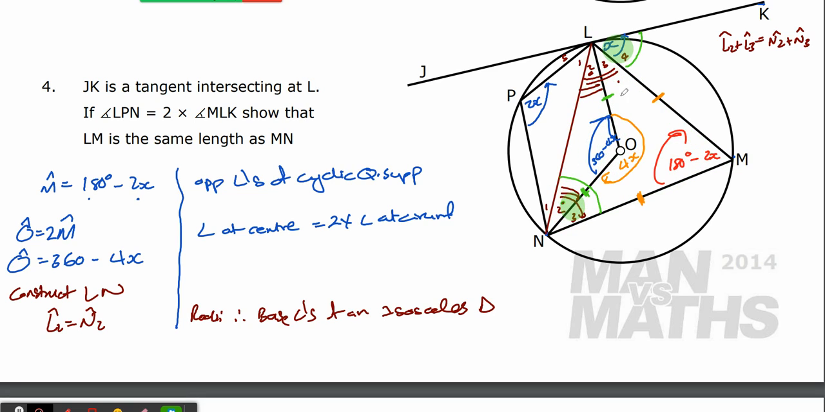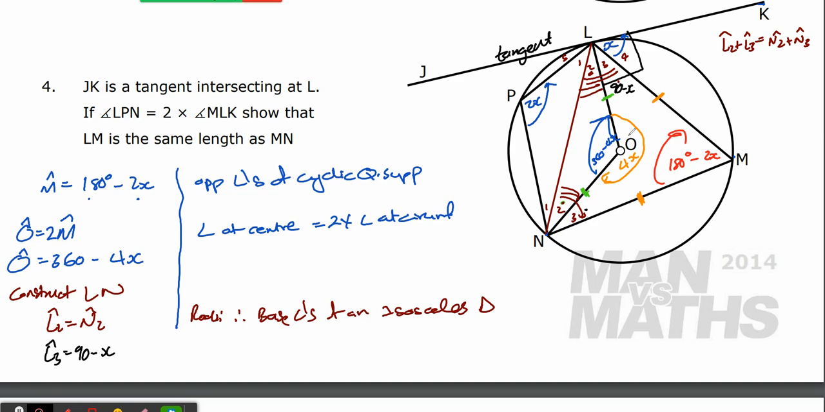Another way we could also prove this is we could have done this. We know that this is a tangent, and we also know that tangents and radii meet at 90 degrees. So this angle L3 is equal to 90 minus x. All I need to prove is that N3 is equal to 90 minus x, and then I'm done.